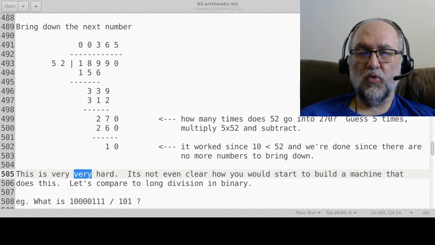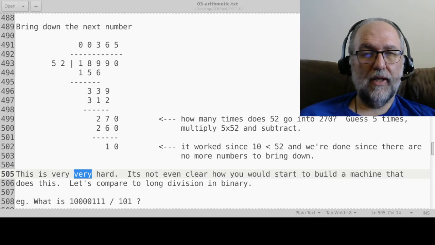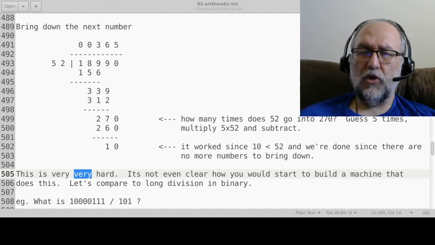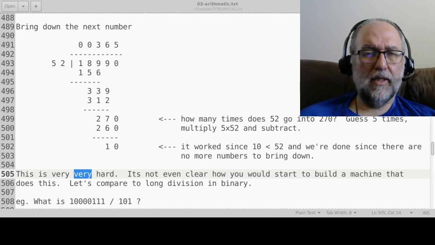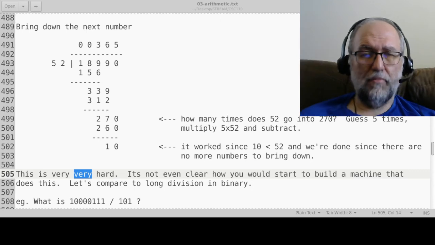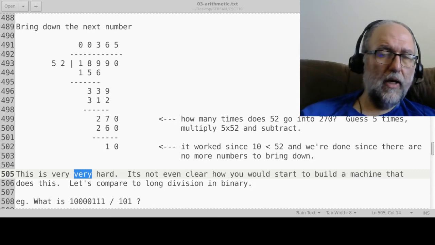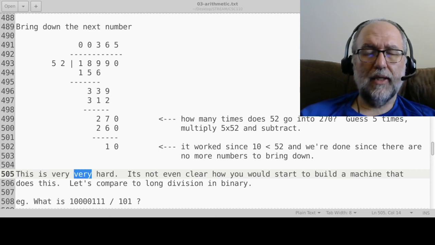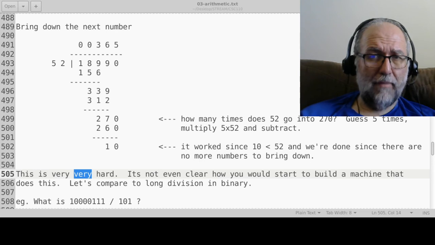I wouldn't be sure where to start to even make a machine that does this. Okay, and in terms of gears, I could see how you could do the multiplication. But the long division is beyond my ability to imagine gears that could do that. All right, so if you wanted to build a machine that did long division, you'd have to think long and hard about it, the way Babbage did.